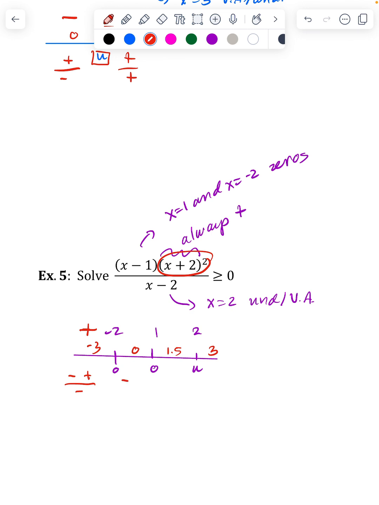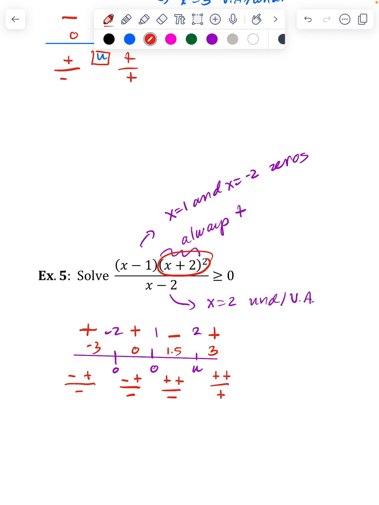0 minus 1 is negative. The second part is always positive, and 0 minus 2 is negative. Those cancel out, and it's positive again. And then using 1.5 minus 1, I get a positive. The second one's always positive and a negative on the bottom. So this region's negative. 3 generates a positive on the top left. The top right's always positive and a positive on the bottom.